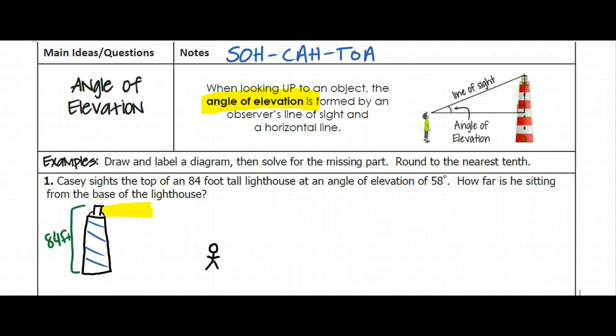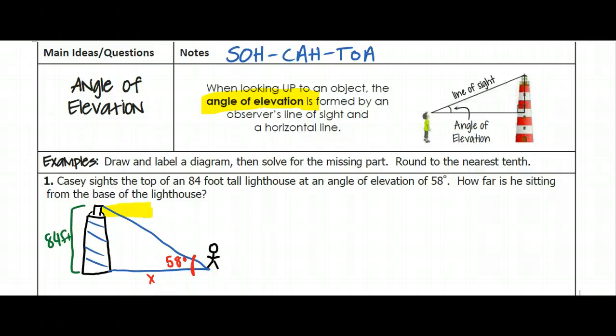Casey's over here, and he's looking up at the lighthouse. So here's the line from Casey to the lighthouse. Should probably finish this triangle with a line connecting the lighthouse there. It says that he's sitting, so he's on the ground. And this angle is supposed to be 58 degrees. So there we go. And we need to find out how far Casey is from the base of the lighthouse, so I'm going to throw an X right there.